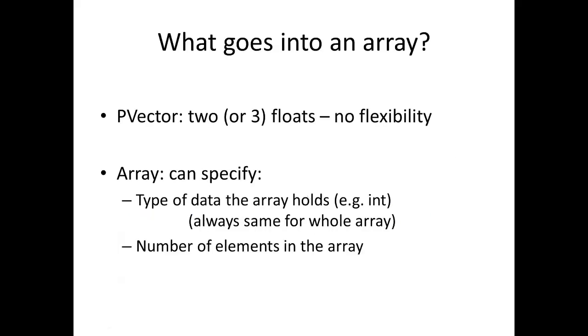So when we use a p-vector, that's just good for holding numbers. An array is much more flexible than that. We can say what type of data the array is going to hold, for instance an integer, and that applies to everything in the array. You can't have some parts of the array holding ints and other parts holding floats. It applies to the whole array. And we can also say how big we want the array to be, how many boxes, how many elements are in the array.